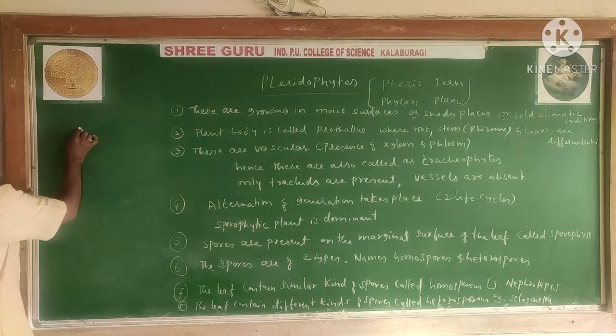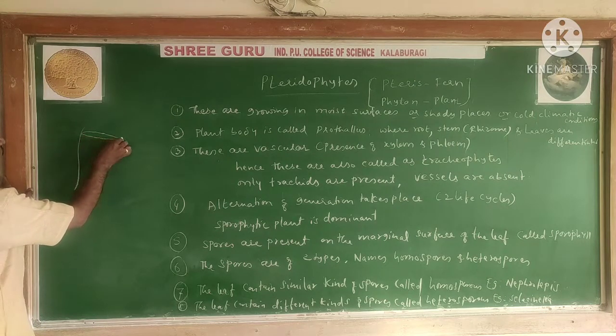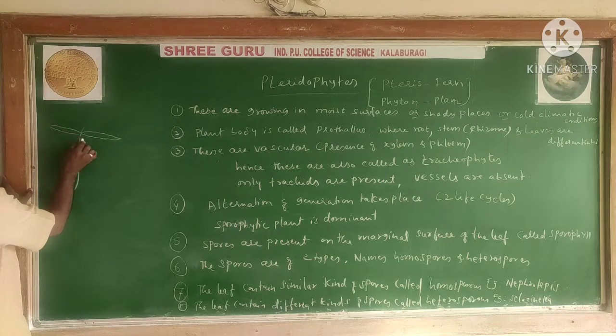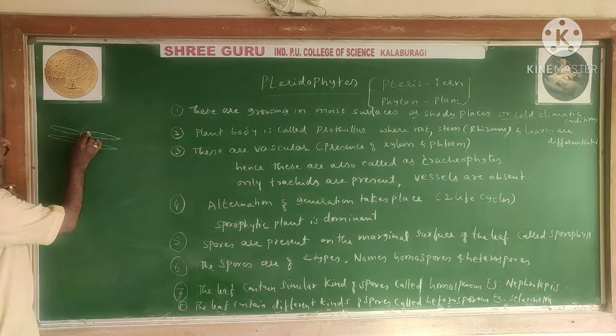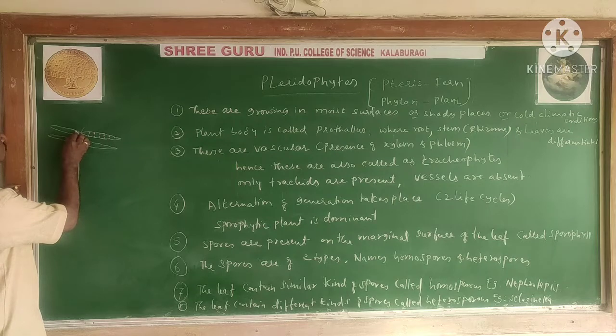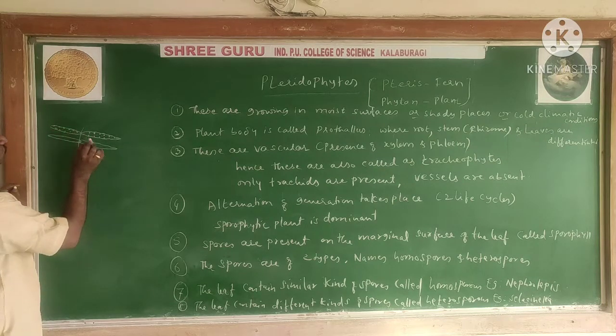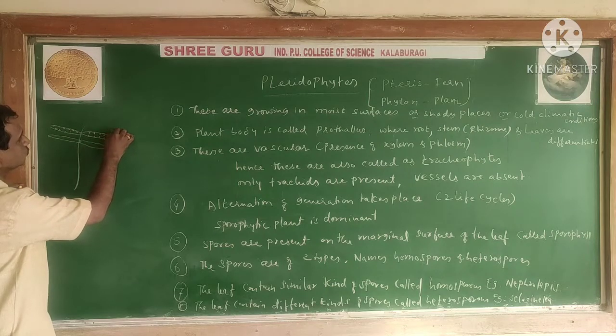This is the plant body that we have drawn earlier. These are the leaves. We are going to observe how the spores look. Some of the plants show similar kinds of spores. These are called homosporous.